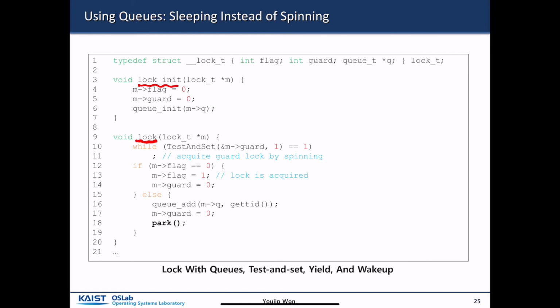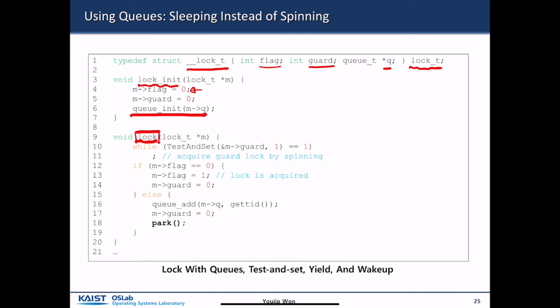First, the lock data structure has three fields as before. That is flag, guard, and queue. And the name of this construct is defined as lock_t. In lock initialization, it has three fields. First one is flag, and the other one is guard. So flag is set to 0, which means the lock is currently available. And the guard field is also set to 0, which means that nobody is accessing the lock construct. And also we initialize the queue as empty.